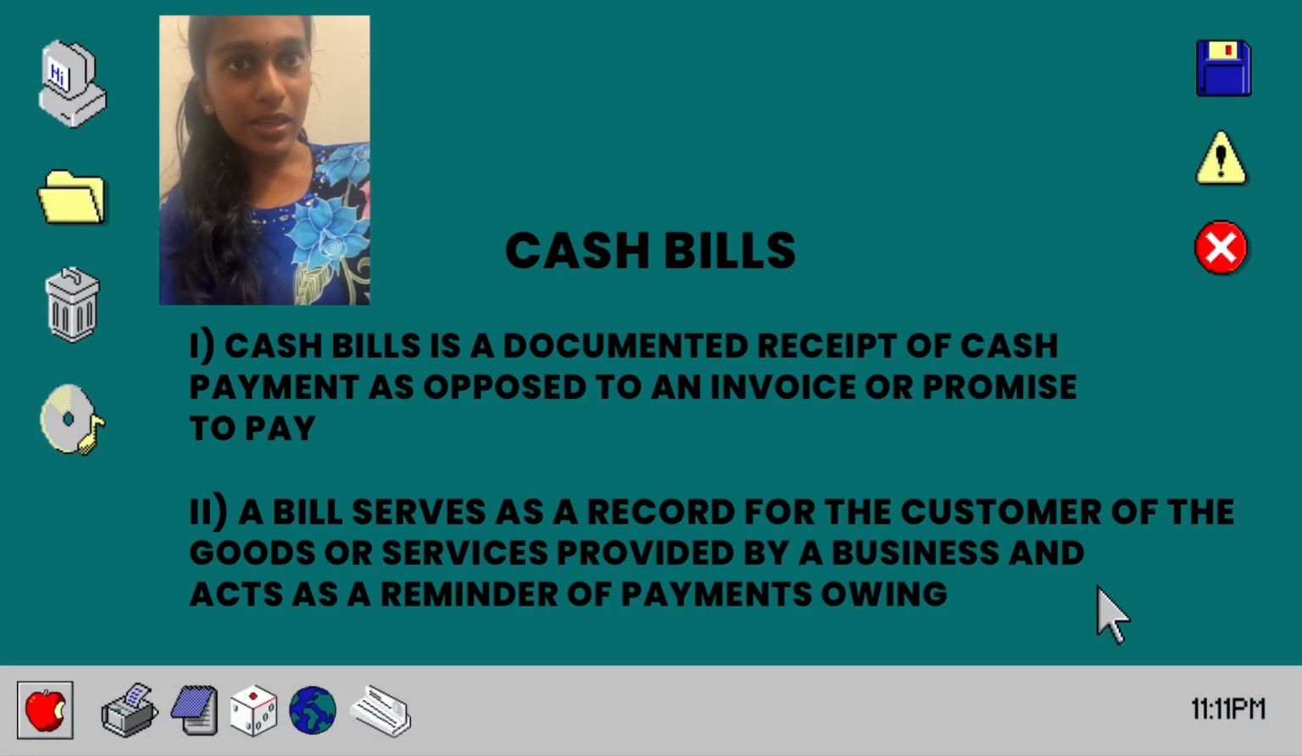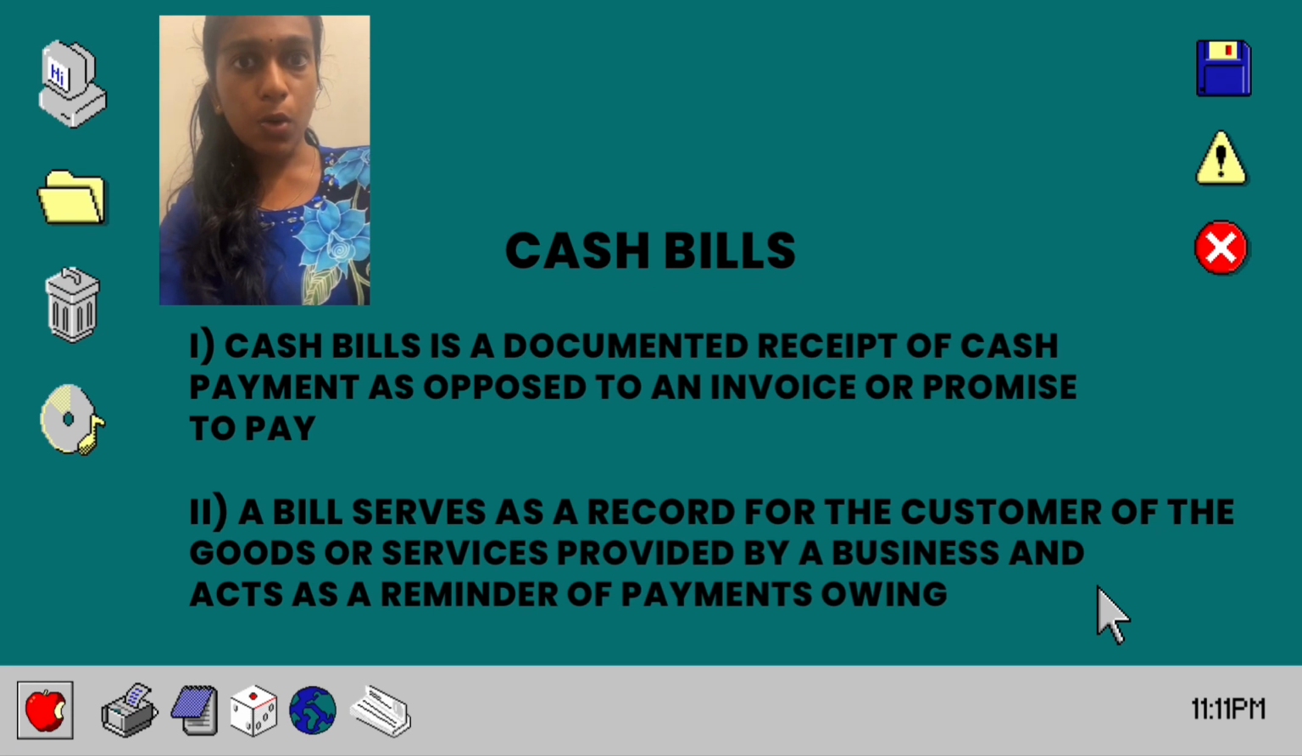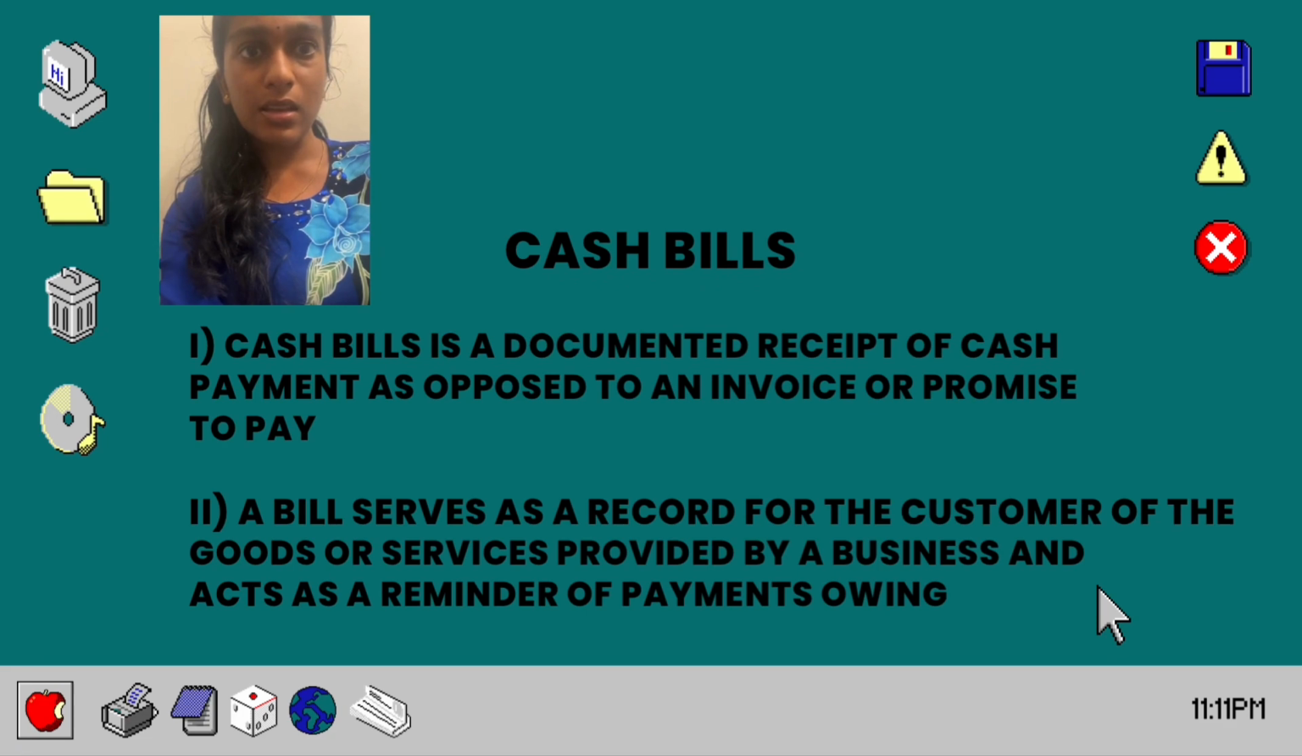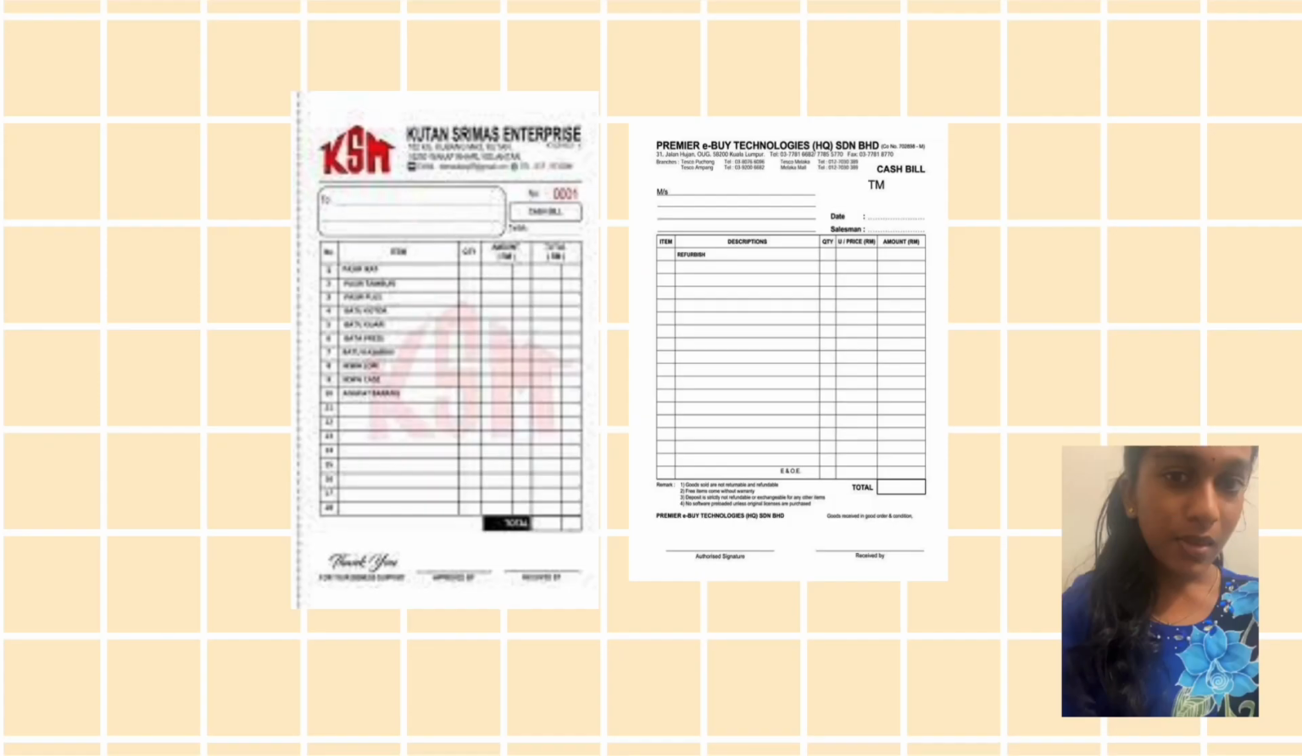Secondly, cash bills. A cash bill is a document receipt of cash payment as opposed to an invoice or promise to pay. A bill serves as a record for the customer of the goods or services provided by a business and acts as a reminder of payment owing. Here are some examples of cash bills.